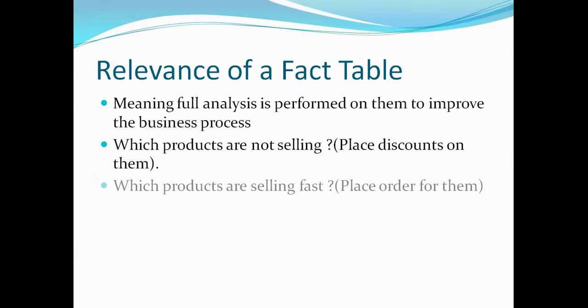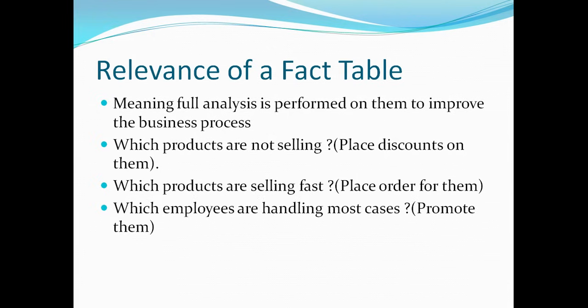Then the next thing is which products are selling fast on my website. I may want to procure them in advance. For example, the school season has started and a lot of people are buying bags. I see that 80% of the bags that I had procured have already been sold. So I may want to procure more bags in my warehouse so that there is no delay in my transportation.